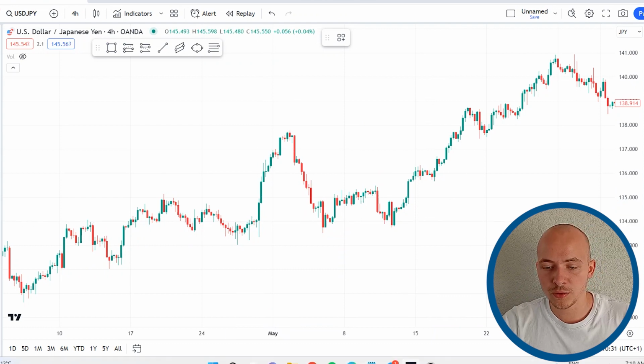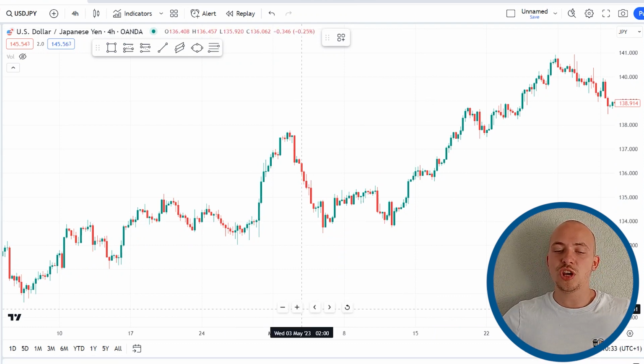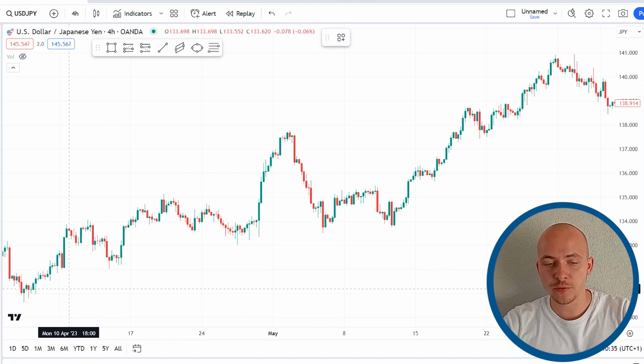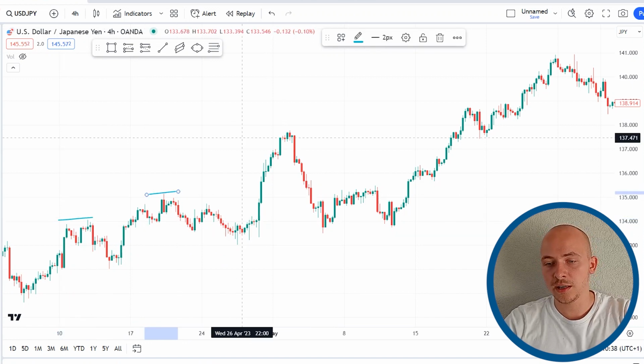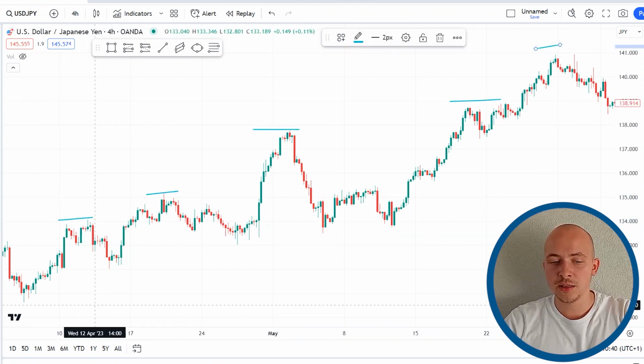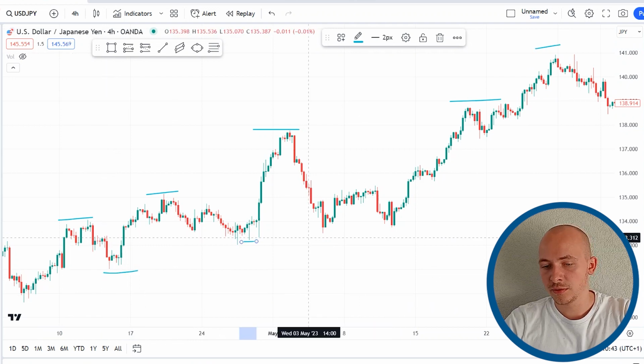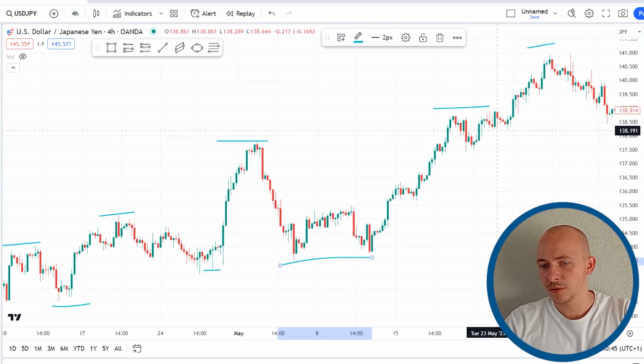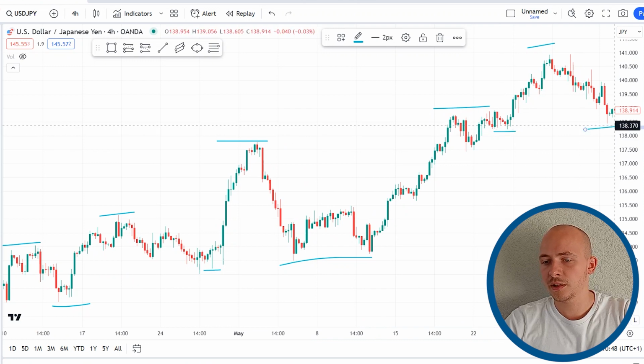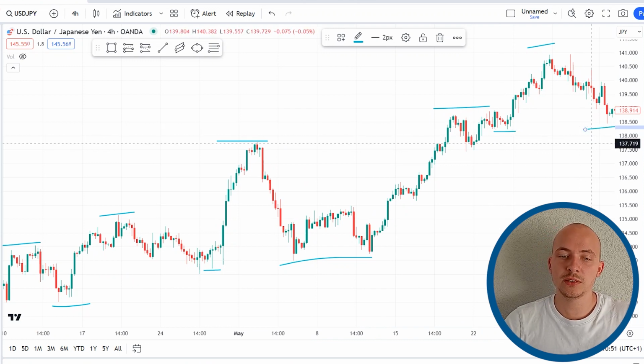So the first example is going to be USD against Japanese yen, 4 hours time frame. What we can see is that the chart is in an uptrend, and what are we looking for? Higher highs, higher highs, higher highs, and higher lows, higher lows, perhaps, and here higher lows. So as you can see, to find higher highs and higher lows, it's not that hard. And when we have that information, what are we doing? We are looking for the long trades.